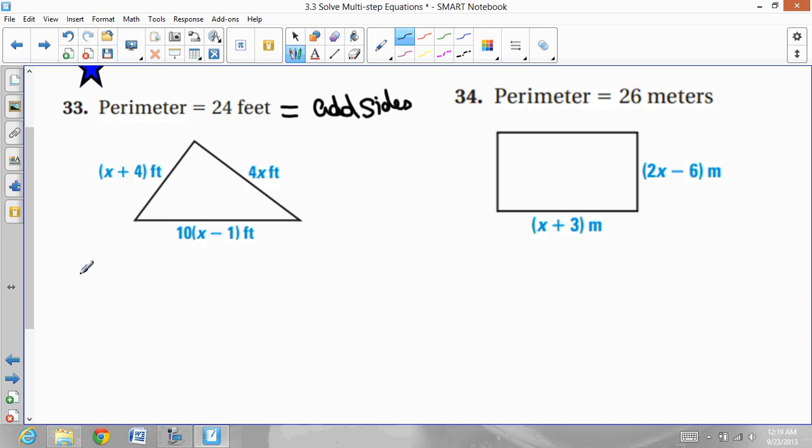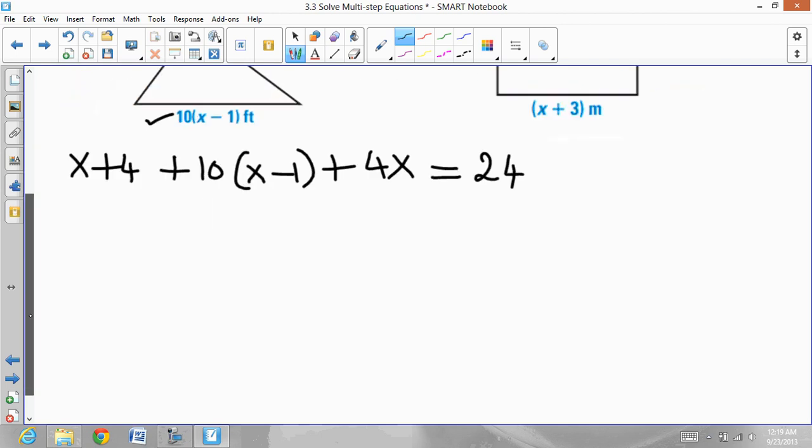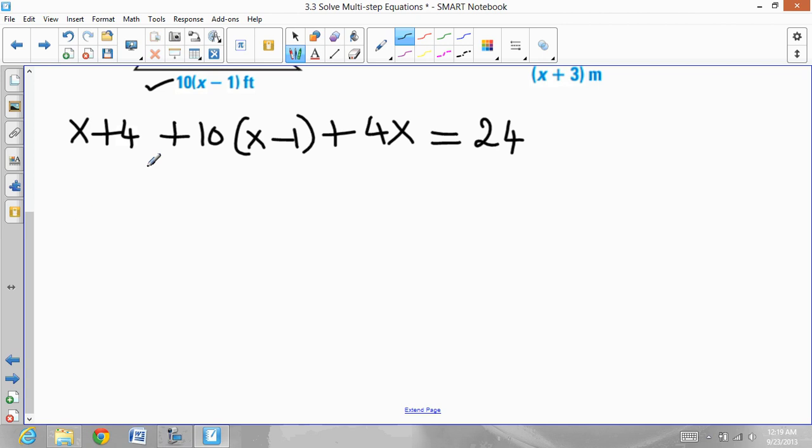So when you add up all the sides, such as x plus 4 plus 10, x minus 1, which is this, plus add this one, which is 4x, it should equal the perimeter, which is 24, which is given to you in the question. So I'm getting the 24 because it is part of the question. So now let's simplify this expression.